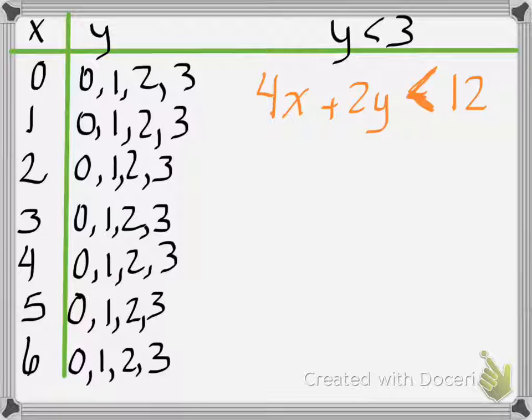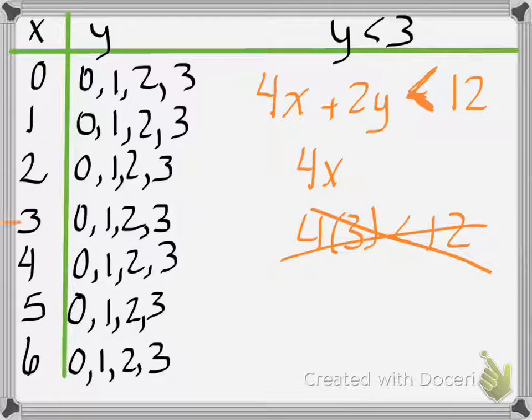Okay. So what is the biggest number we can use? If y was 0, where would x stop at? 2. 3. And then if we had 3, that'd be 4 times 3. Is that less than 12? No. So we can't have the 3s, the 4s, the 5s, or the 6s.